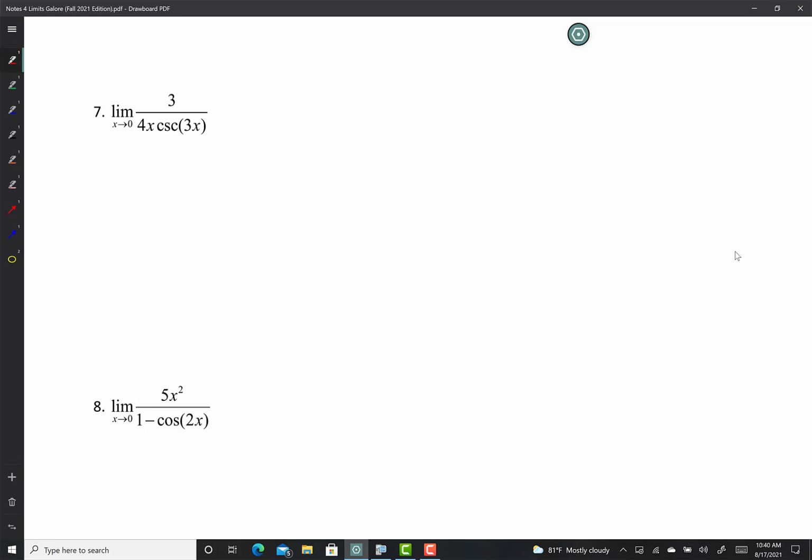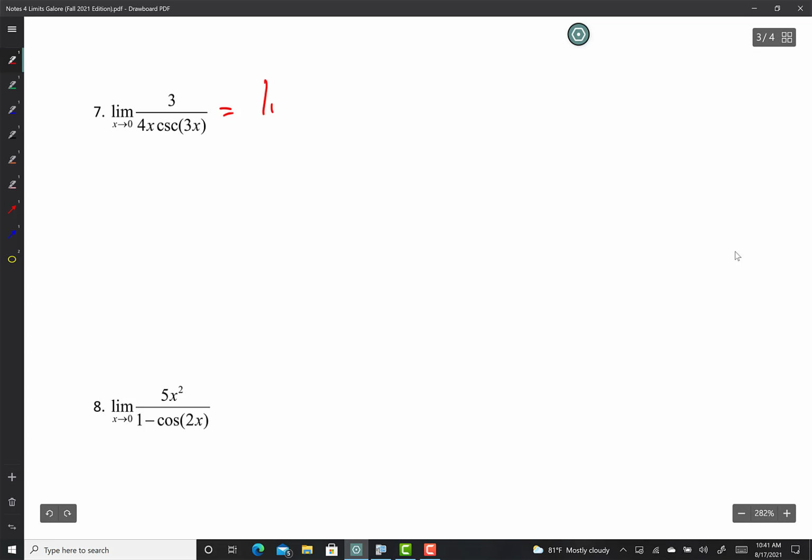On this one, can you do direct substitution at the moment? I don't know. Do you guys remember what cosecant is? 1 over sine. And so sine of 0 is 0. So that means cosecant, yeah, you can't do direct substitution. So the first thing I would do, I would turn that cosecant into sine.